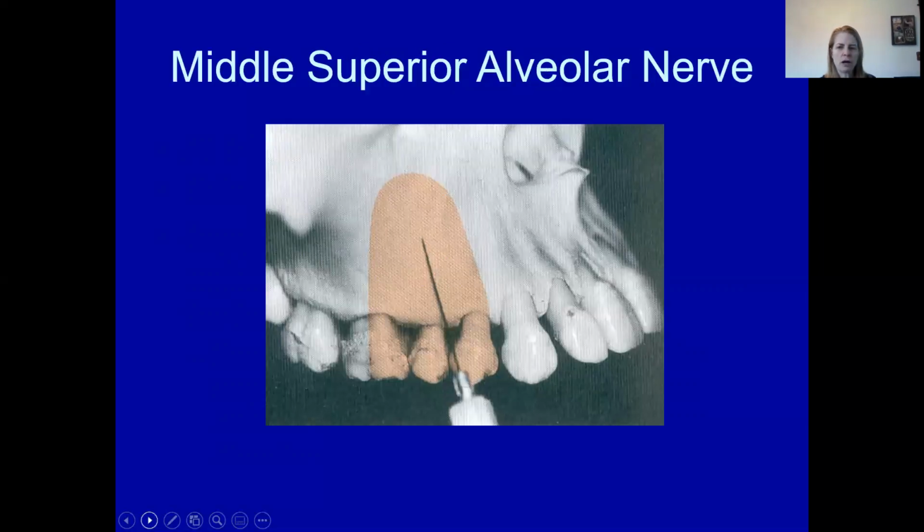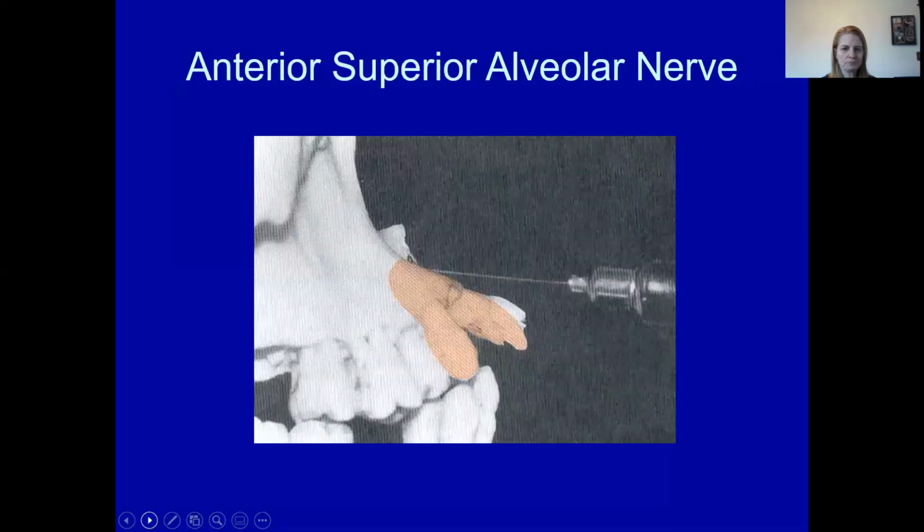Our middle superior alveolar nerve. This injection will numb the premolars and the mesiobuccal root of the first molar. It will numb teeth, interproximal, and buccal gingiva. Your landmarks are going to be the height of the mucobuccal fold near the apex of the second premolar. And that's going to be numbing the premolars and mesiobuccal root of the first molar.